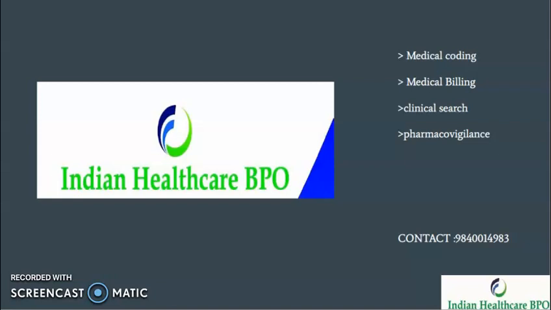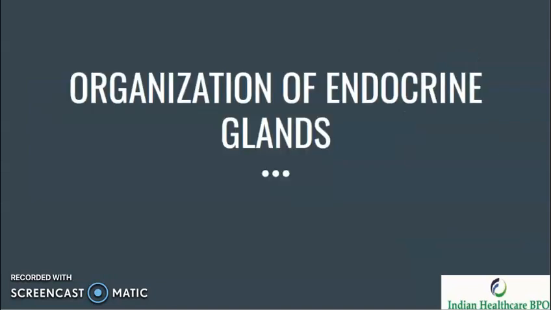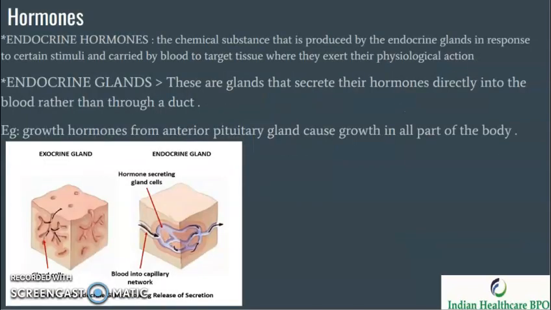I am Saranya Mohanakrishnan. Today I am going to talk about the physiology of endocrine glands, especially the organization of endocrine glands. Endocrine hormones are chemical substances produced by endocrine glands in response to certain stimuli and carried by blood to target tissue where they exert their physiological action. Endocrine glands secrete their hormones directly into the blood rather than through a duct. Example, growth hormone from the anterior pituitary gland causes growth in all parts of the body.